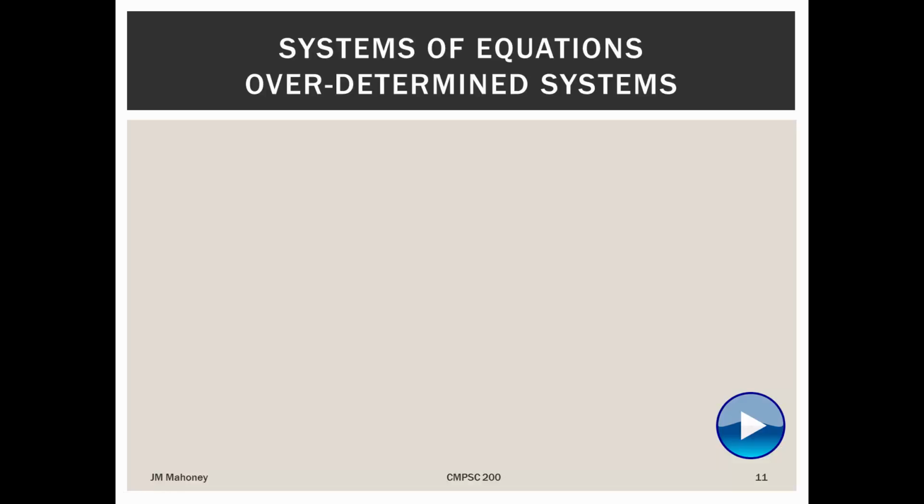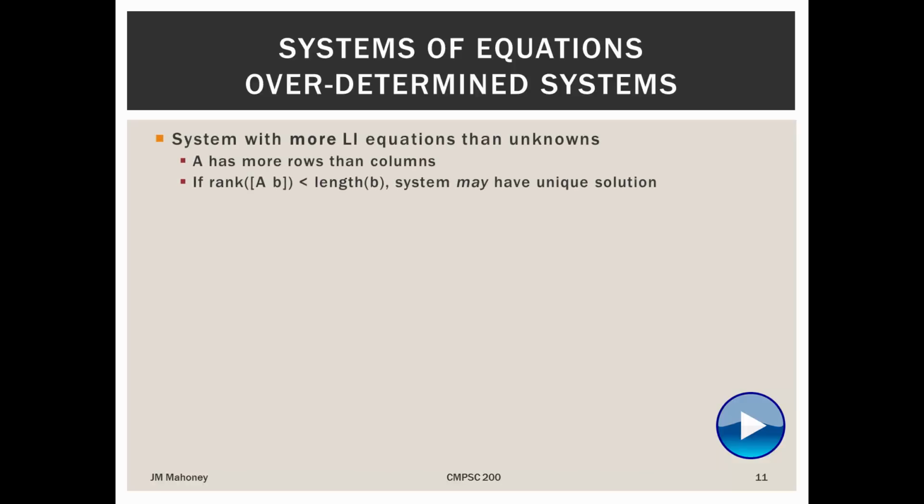When working with real, observed, or experimental data, it's very possible that we're going to have more equations than we have unknowns, in which case we're going to have an overdetermined system of equations. So an overdetermined system is when we have more linearly independent equations than we have unknowns. Thinking about that A matrix we've been working with, it's an A matrix where we have more rows than we have columns.